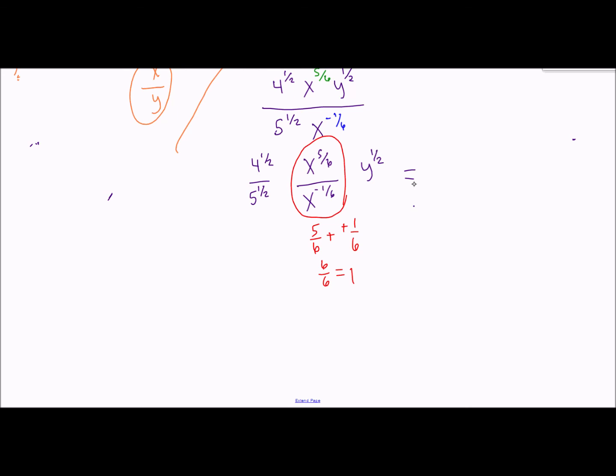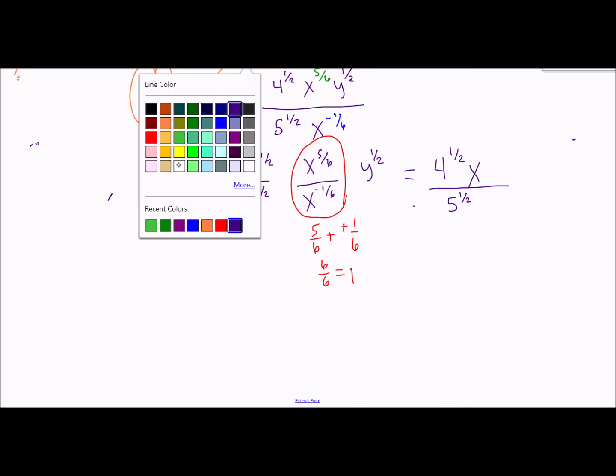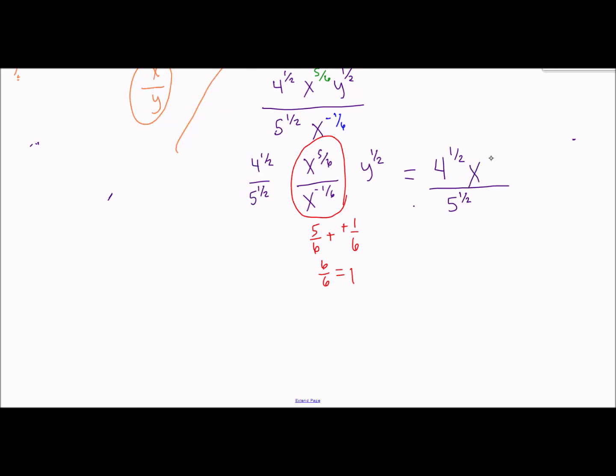So 4 to the 1/2. On bottom is 5 to the 1/2. Then now we've got x, but his new power is technically 1. You wouldn't normally have to write that, but I'm writing it so you can see where it came from. And then we've still got this y guy hanging out here to the 1/2 power. Nothing else can be simplified, so that would be your final answer right there.